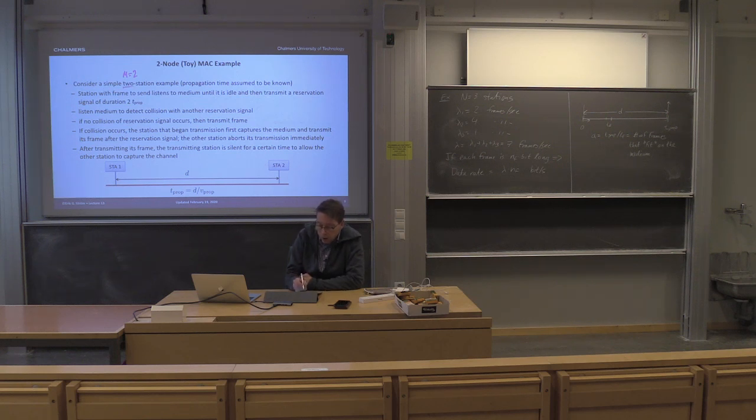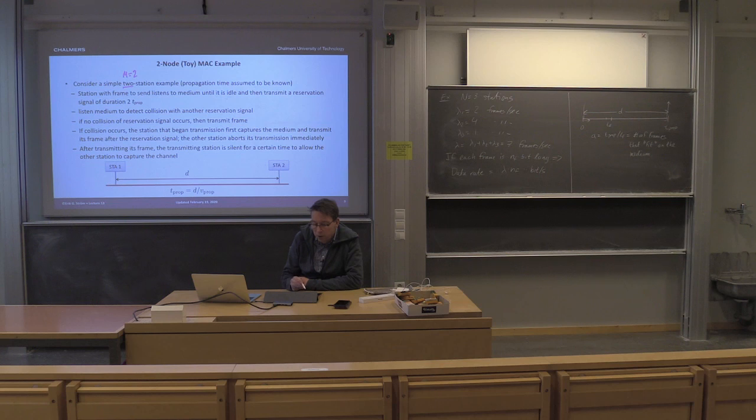We have station number 1 and station number 2, and we have a medium like this. Think of this as maybe a cable, and it's on distance D. So the physical distance between station 1 and station 2 is D, and the time it takes for the signal to go from station 1 to station 2 is the propagation delay, which is the distance divided by the propagation speed. So there is some delay here.